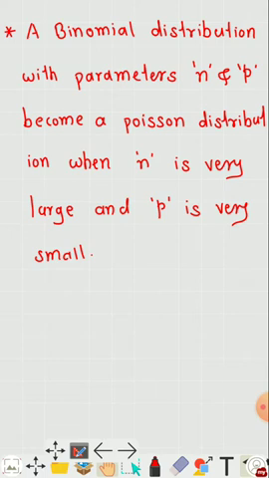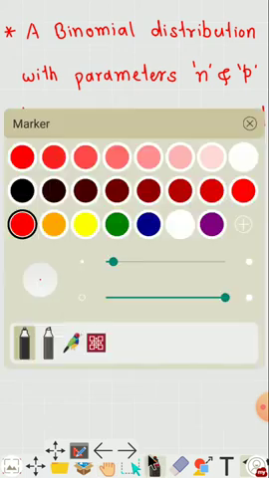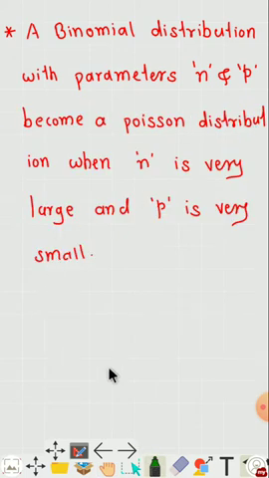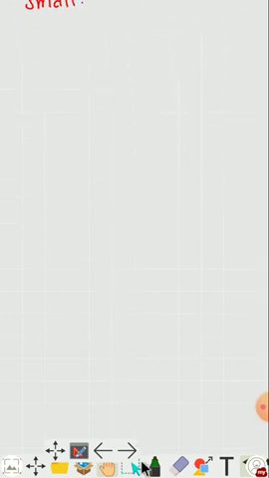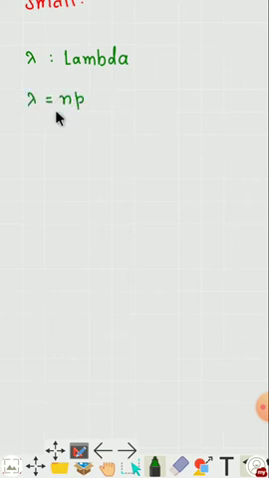Okay, now let us go to the next. So there is one number. While defining the Poisson distribution, we use one number. That number is denoted by this notation, and it is a Greek letter called lambda. And the value of this number is nothing but n into p, the product of n and p. Okay, n means number of trials and p is the probability of success.